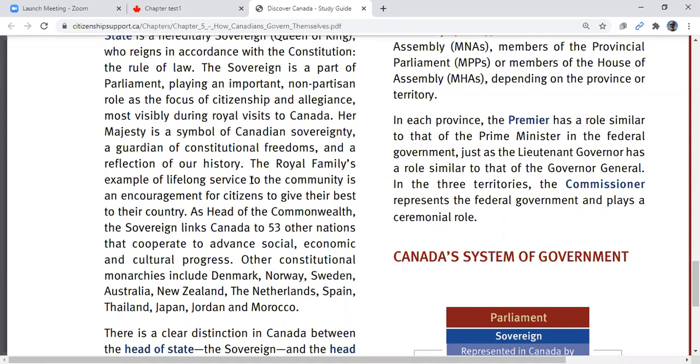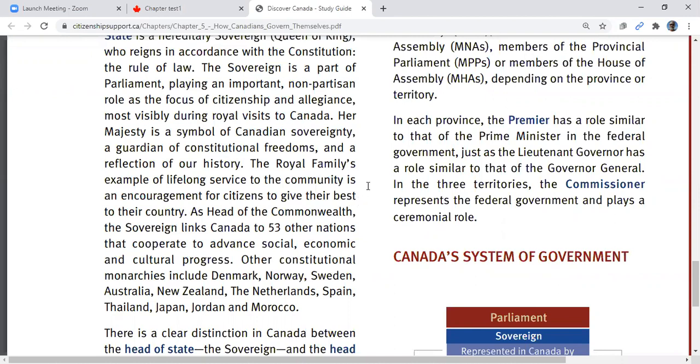So people look at that and they say that is service. They are helping other people, and that's a good thing to do. And so it says we should try to be like them and do good things for our country too. So that's what the royal family does. Good. Okay. And then could you read as head of the Commonwealth? Is that where you started?